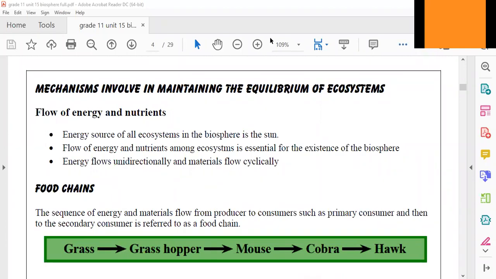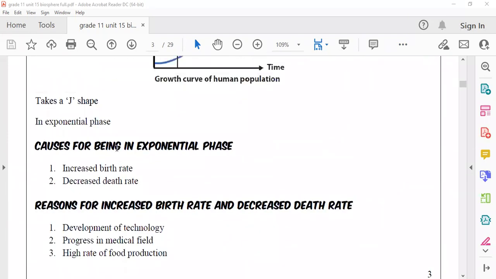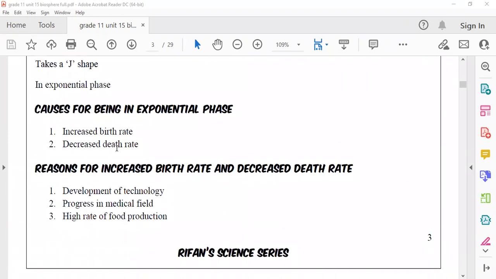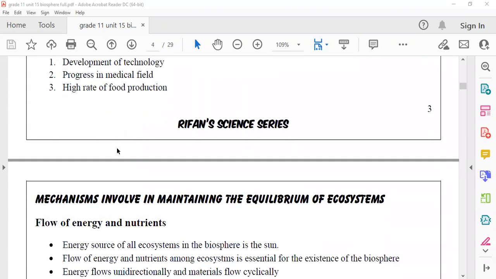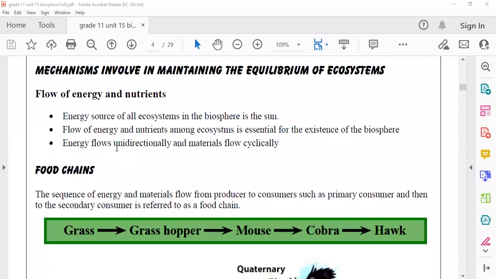My dear children, this is the continuity of unit number 15. You children have completed the work up to page number 3. So this is continuing from page number 4. On page number 4, we are discussing mechanisms involved in maintaining the equilibrium of the ecosystem.